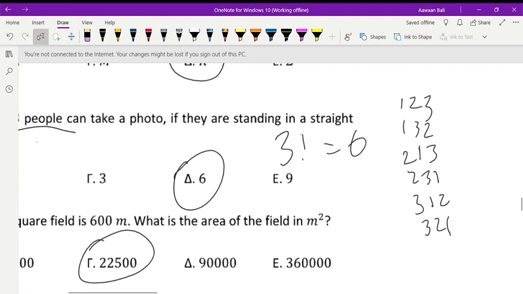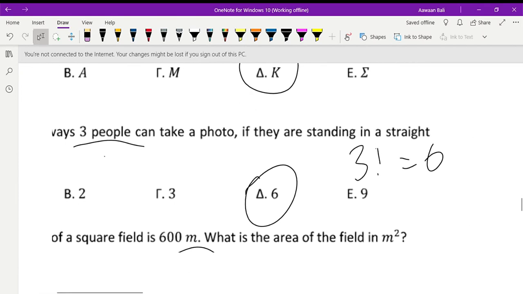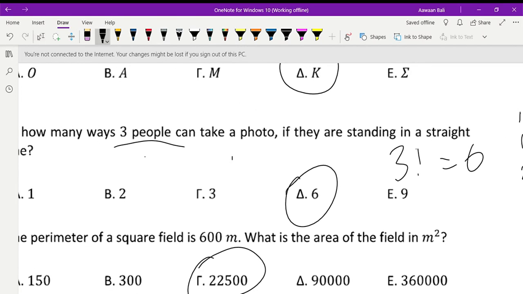Or you could use factorials, where let's say there's n factorial, where n is the number of people or the number of objects there are. N factorial is basically, let's say we have 5 factorial. You would just start with the 5 and multiply that by the numbers lower than that. So 5 times 4 times 3 times 2 times 1, that's 120.